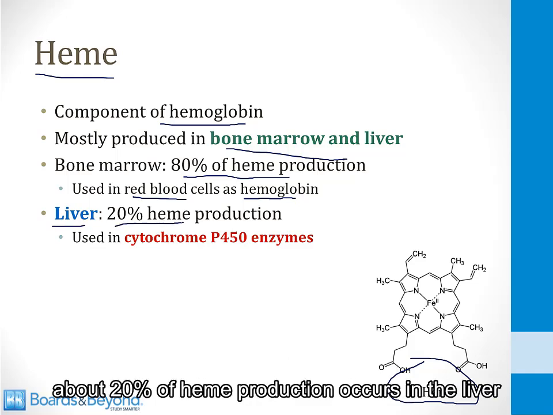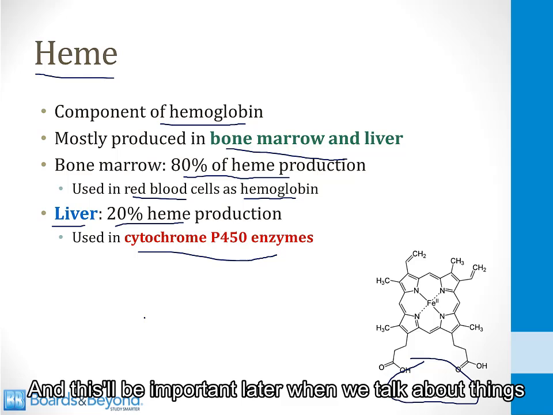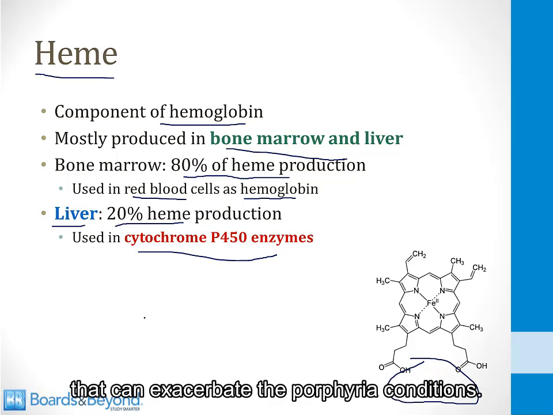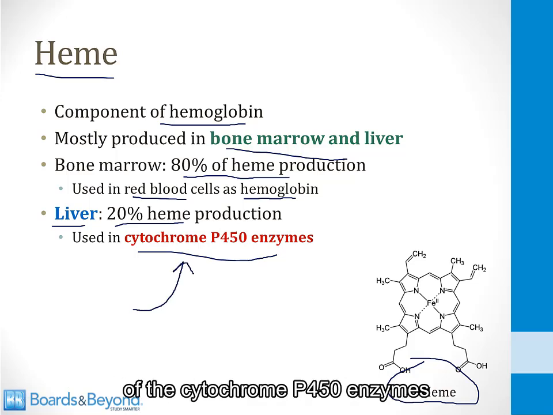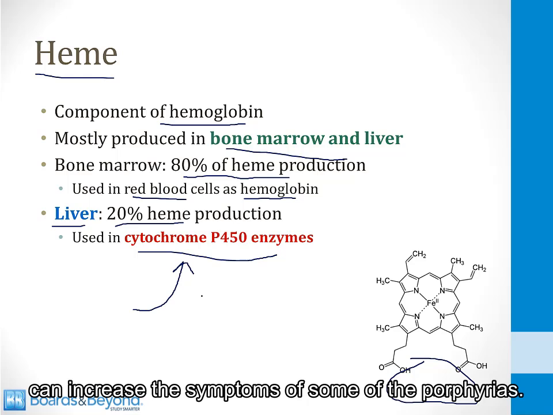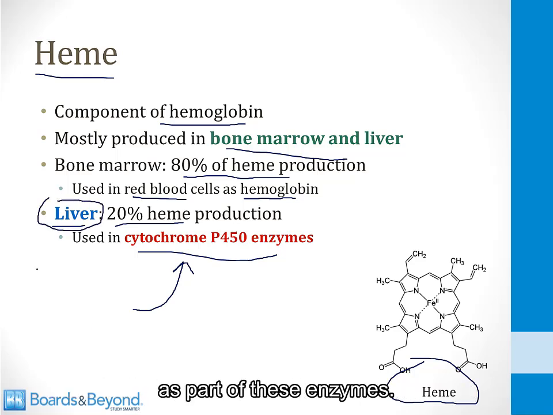However, you also want to remember that the liver produces a significant quantity of heme. About 20% of heme production occurs in the liver, and it's used in the cytochrome P450 enzymes, and this will be important later when we talk about things that can exacerbate the porphyria conditions. Anything that increases the activity of these cytochrome P450 enzymes can increase the symptoms of some of the porphyrias, and that's because heme is produced in the liver as part of these enzymes.